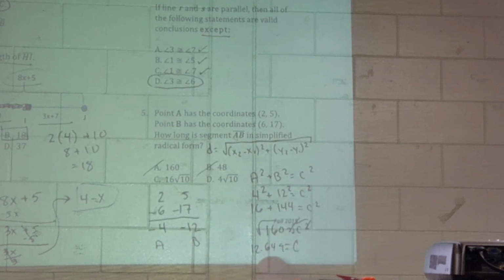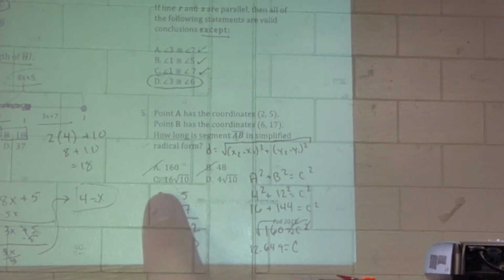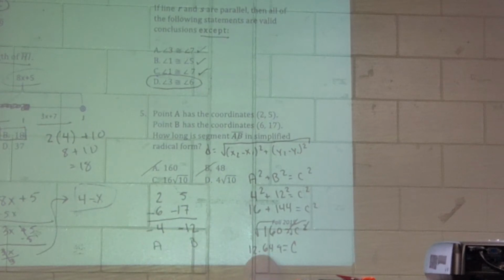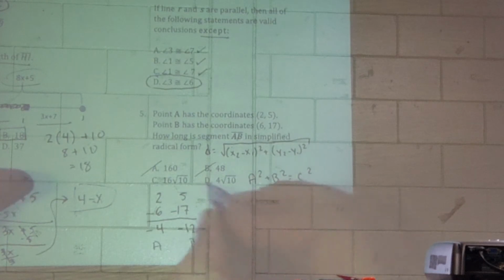We just need to figure out which one's going to be 12.649, and that's pretty easy because if you take the square root of 10, you're going to get 3 point something, and 3 point something times 16 is definitely not 12. It's going to be bigger than 16, and 12 is less than 16. So this one's going to be your valid answer.